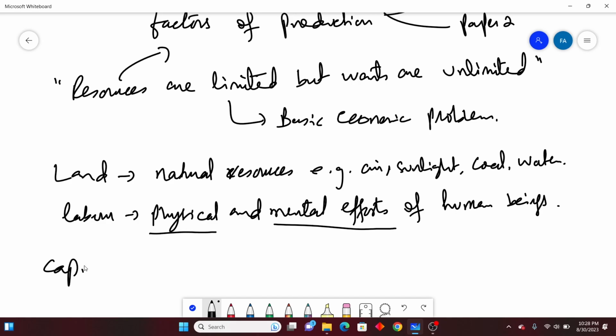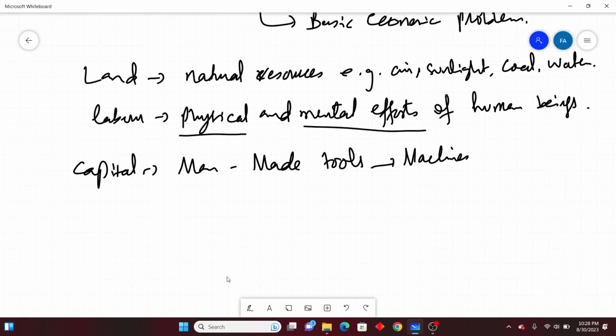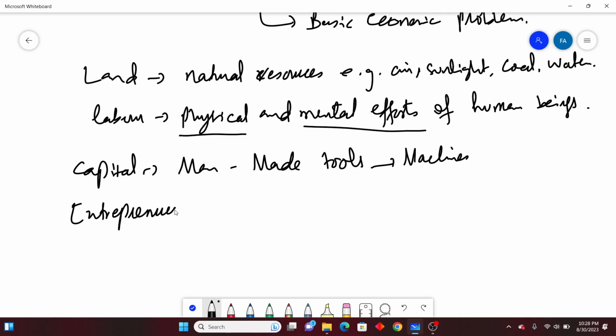The third thing is capital, which means man-made tools acquired by the business, which mostly includes machines. Whatever machines we have, we talk about that as capital. And the last thing is entrepreneur, a risk-taking individual, someone willing to take risk. I hope I'm able to explain all 4 factors of production, which are the resources ultimately. Okay, so let's move forward.